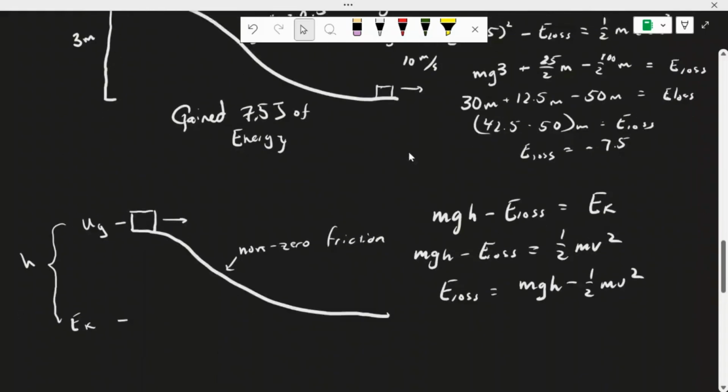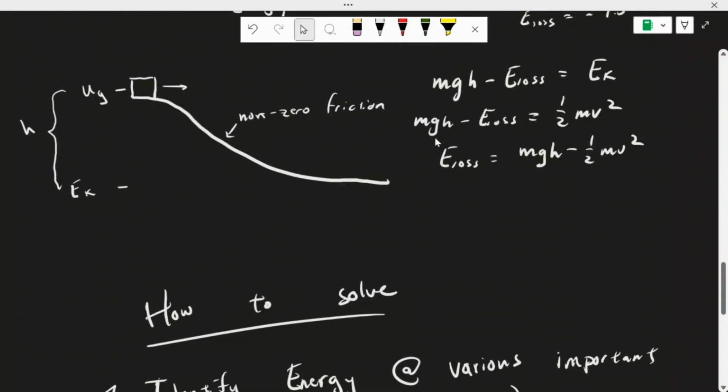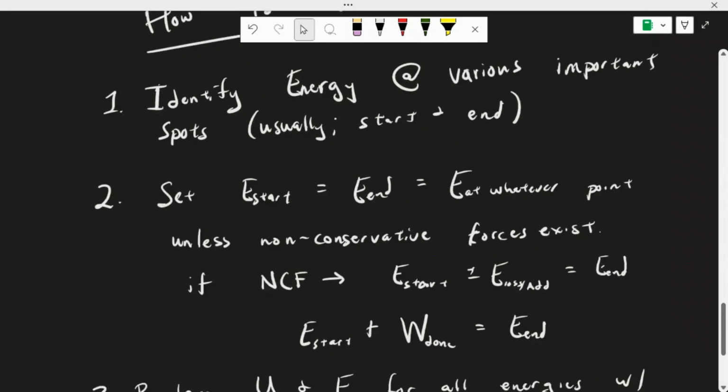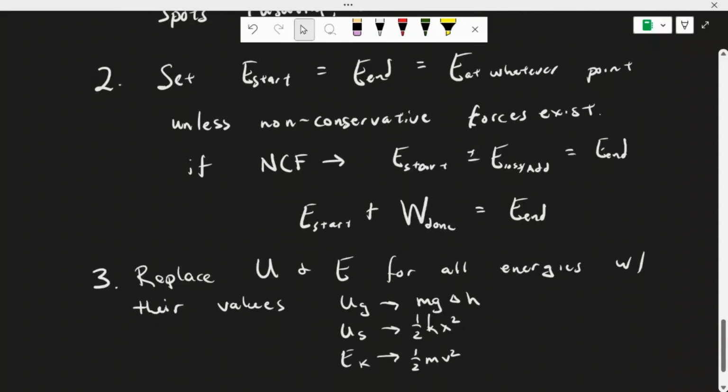And then, when we have no non-conservative forces, we can do that. If we ever have non-conservative forces, we have to account for the loss or addition of energy, which is the work done on that system. So if you have a conservative force, then effectively no work is done to change the amount of energy in the system, right?